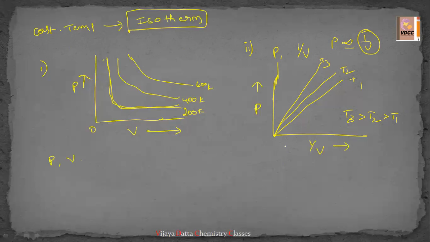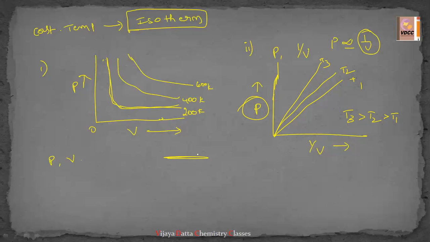Okay, at high pressure, when you are applying a large amount of pressure, the gases deviate from Boyle's law. In such conditions, a straight line will not be observed. If you increase the pressure tremendously, then you will not observe the straight line, and the gas deviates from Boyle's law. Okay, so this is about Boyle's law.